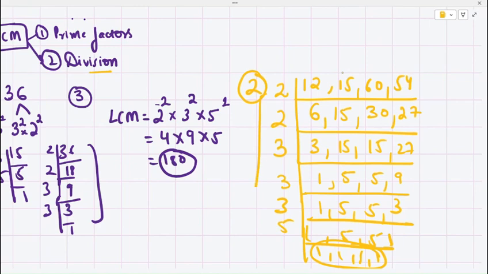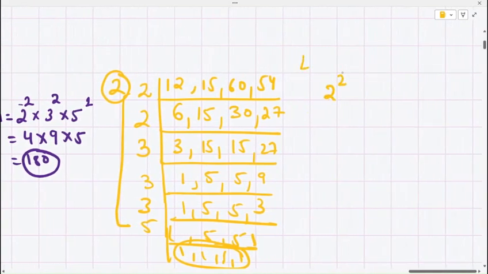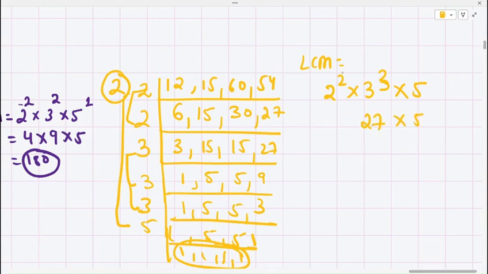So now what we'll do is we'll multiply all of these. So it will be 2 raised to the power 2, the LCM will be equal to 2 raised to the power 2, since we have two 2's, into 3 raised to the power 2, 3. Okay, we have 3 3's, so it will be 3 raised to the power 3, into 5. So it will be 27 into 5 into 4. As 2 raised to the power 2 is 4.